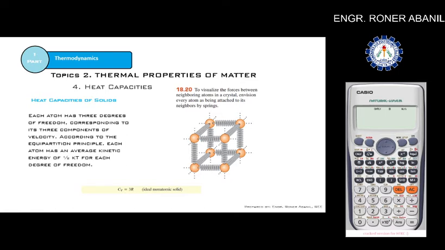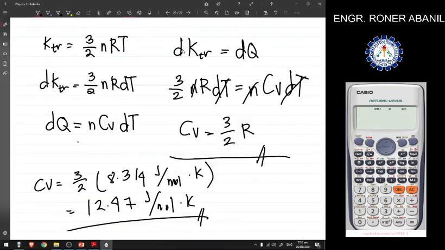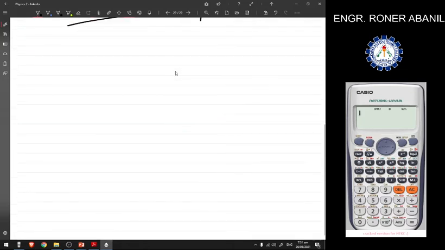So, according to the equipartition principle, each atom has an average kinetic energy of 1/2 kT. Okay? Meron daw average kinetic energy na 1/2 kT yung kada atom. So, in addition, each atom has potential energy associated with the elastic deformation. So, for a simple harmonic oscillator, it is easy to show that the average kinetic energy of an atom is equal to its average potential energy.